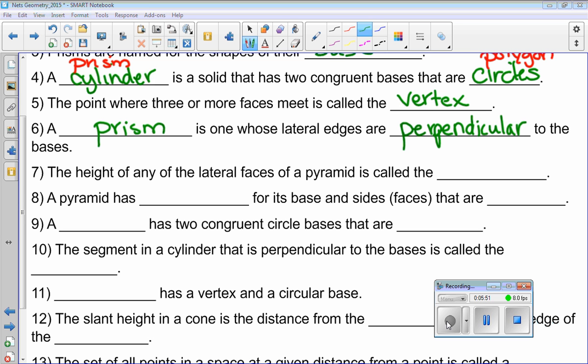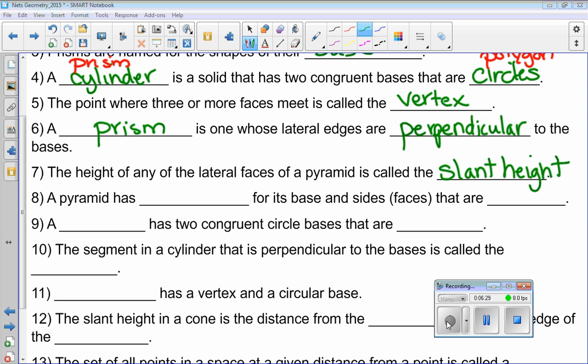So if we look at a lateral face, a lateral face is made up of what shape in this particular example? Okay, so we have one base, which happens to be a square, and then we have a bunch of lateral faces. The height of a lateral face is also called the slant height. It is the height of the triangle itself, not the height of the pyramid.